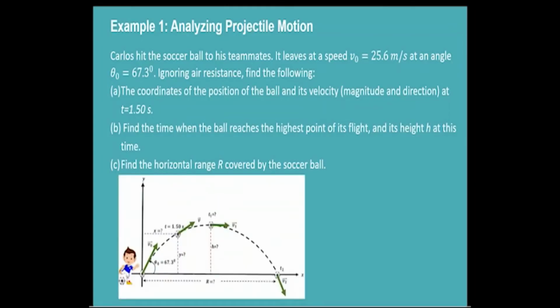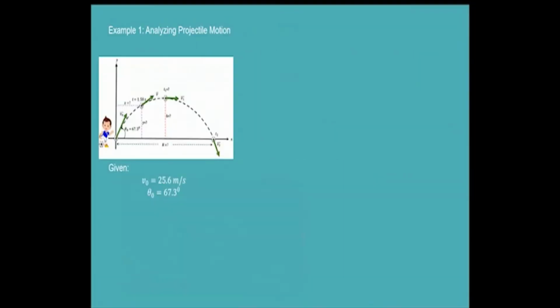Letter C, find the horizontal range covered by the soccer ball. So if we're going to illustrate that one, it will look like this. This problem is an example for case number 1. Carlos hit the soccer ball at an angle of 67.3 degrees. So let's find all the unknowns here. Start with letter A, finding the coordinates of the position of the ball and its velocity, magnitude, and direction at t equal to 1.50 second.